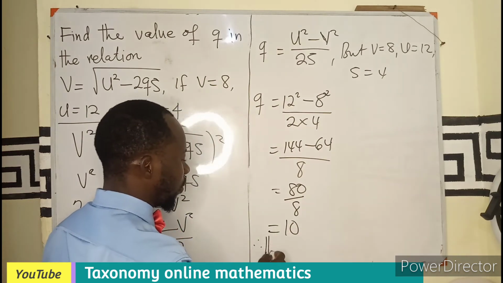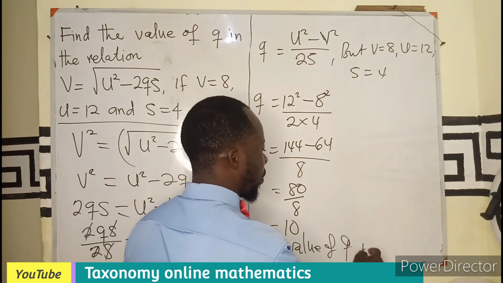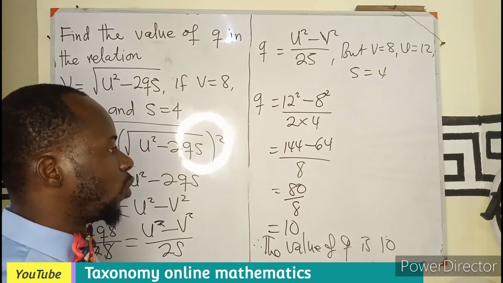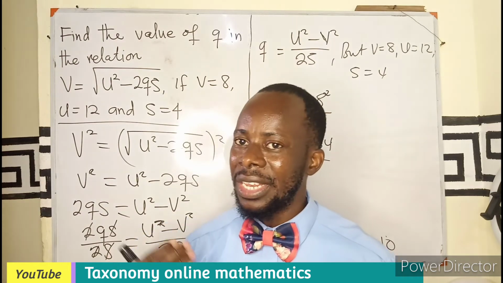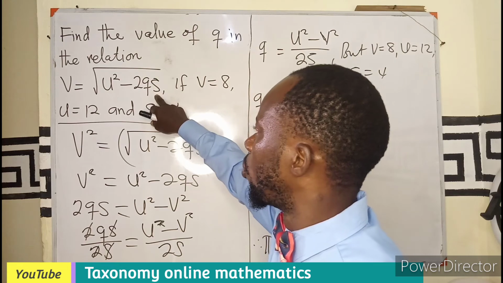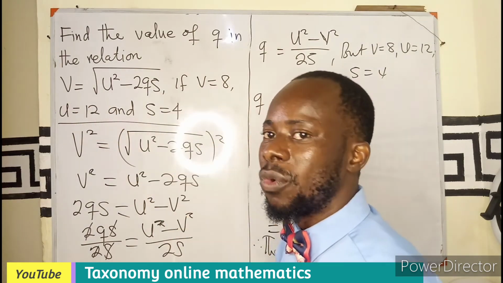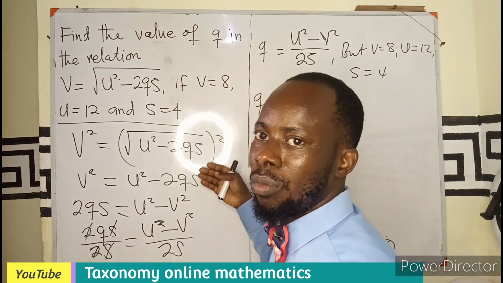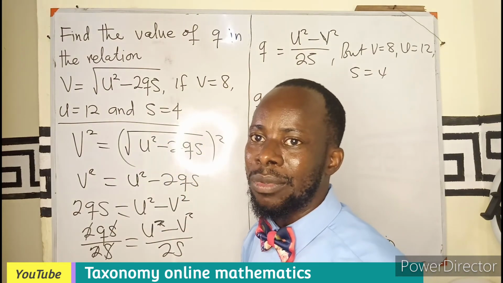So therefore, the value of Q is just what? 10. So as I said earlier on, you can still substitute right from the beginning. Put the value of your U as 12, you put your S as 4, put V as 8. Then if you square both sides, you end up getting the same thing. But it is good to make the term the subject first before you perform your substitution.